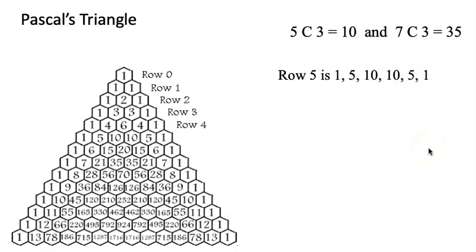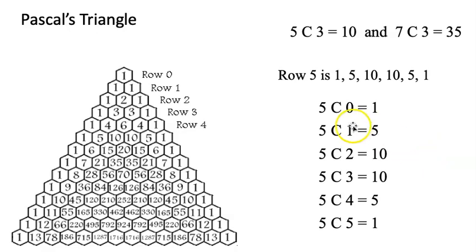So Pascal's triangle gives us all those numbers. 5 choose 0 is the first number, 5 choose 1 is the second, 5 choose 2 is the third number, 5 choose 3 is the fourth number. Well, we listed all of them and said 5 choose 3 was 10. Here from Pascal's triangle we see 5 choose 3 is 10. So that's a nice way for us to check our work. Now, is 7 choose 3 35?